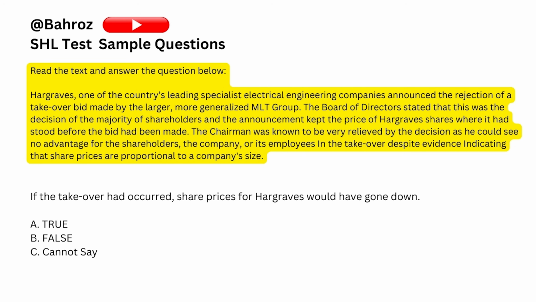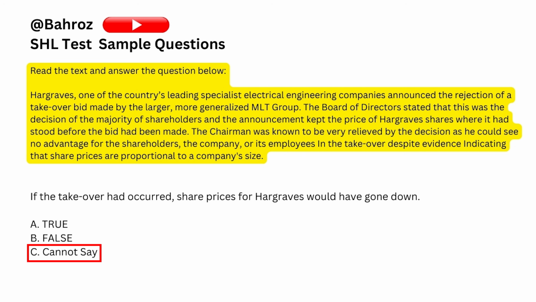The board of directors stated that this was the decision of the majority of shareholders, and the announcement kept the price of Hargreaves shares where it had stood before the bid had been made. The chairman was known to be very relieved by the decision, as he could see no advantage for the shareholders, the company, or its employees in the takeover, despite evidence indicating that share prices are proportional to a company's size. If the takeover had occurred, share prices for Hargreaves would have gone down.